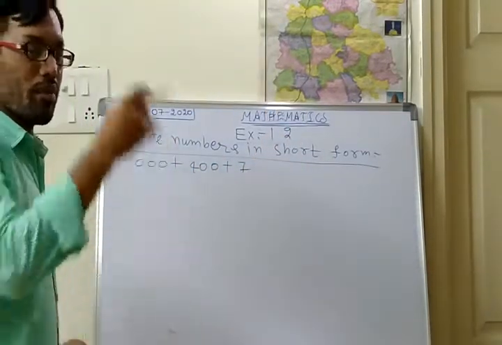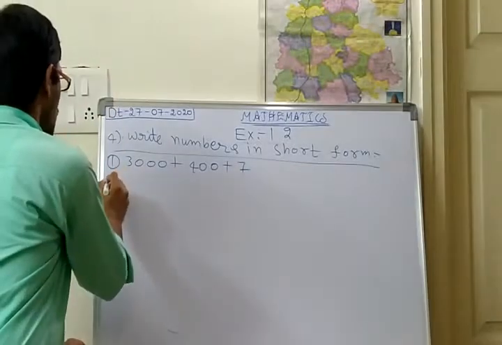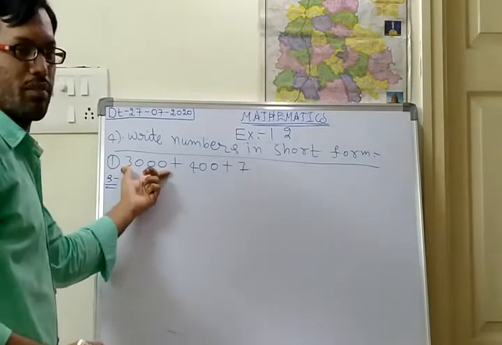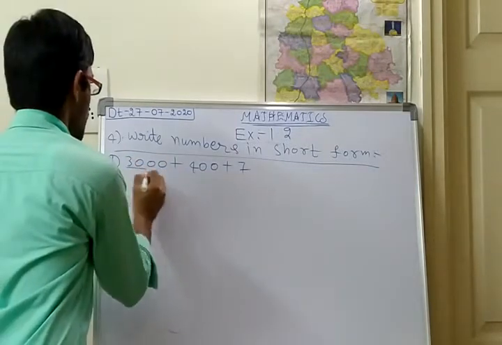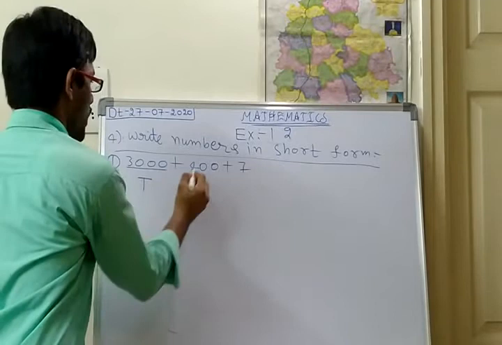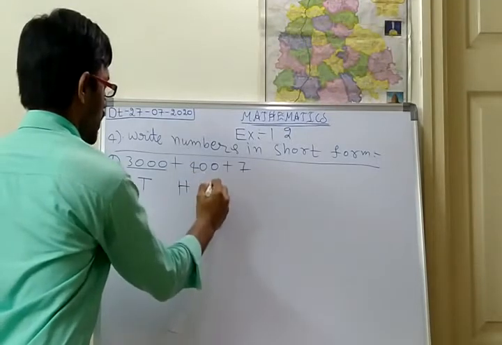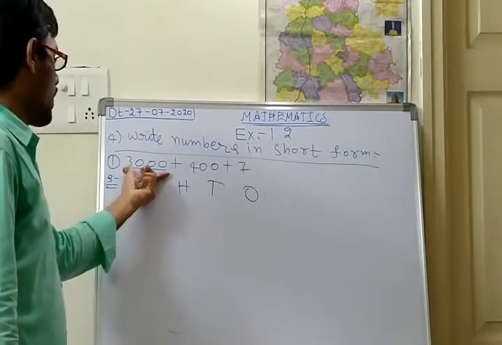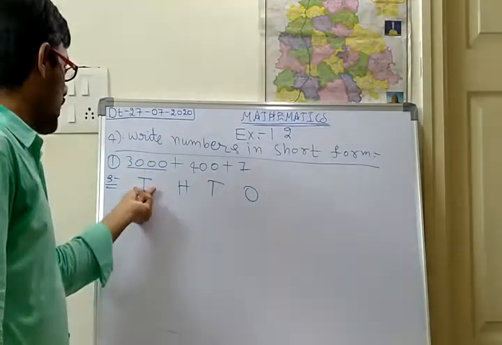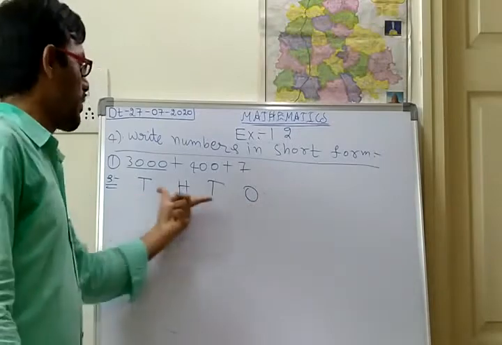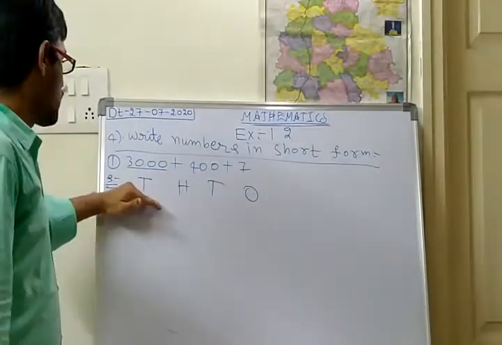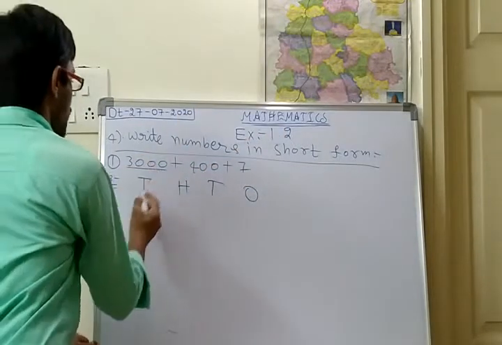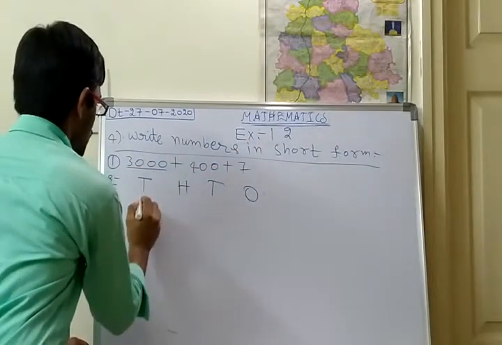So here how will the solution be? The first number is in which place? Thousands place, so 3000. So thousands, next hundreds, next tens, ones. So like this you should write. Whatever the first place is, you should write that one, and from that place onwards you should write the remaining places. So thousands, hundreds, tens, ones. What is in the thousands place? 3000. So 3 I will keep in the thousands place.